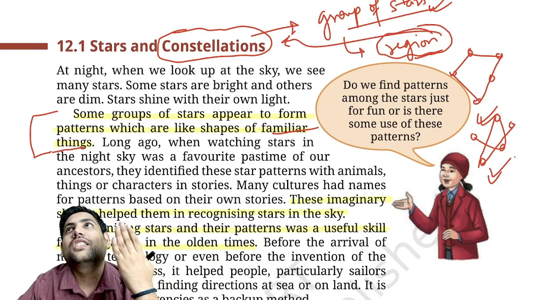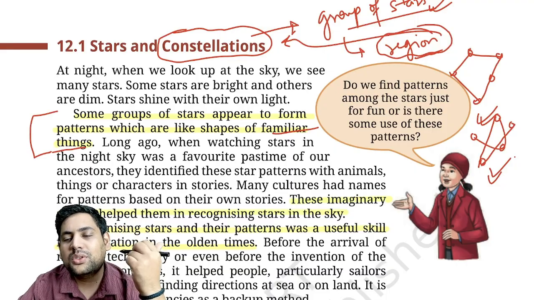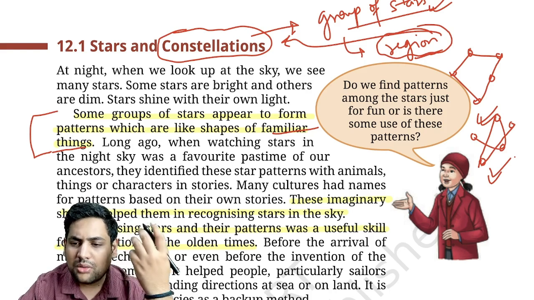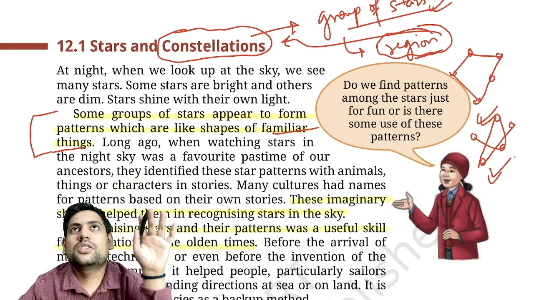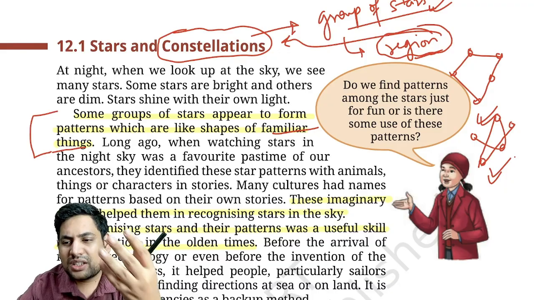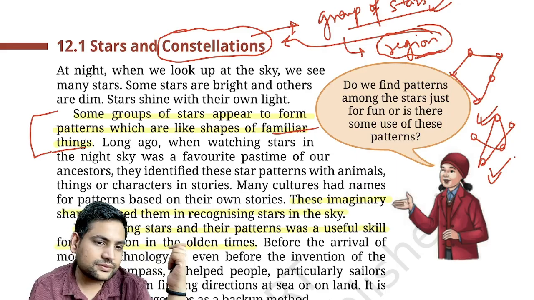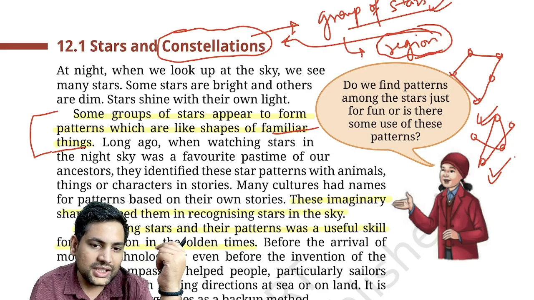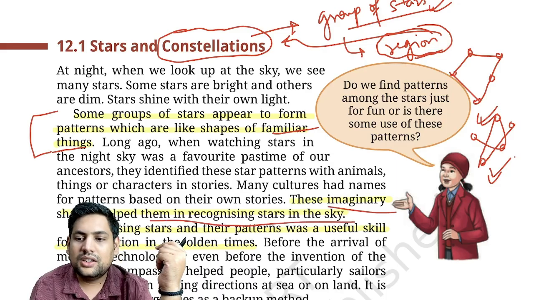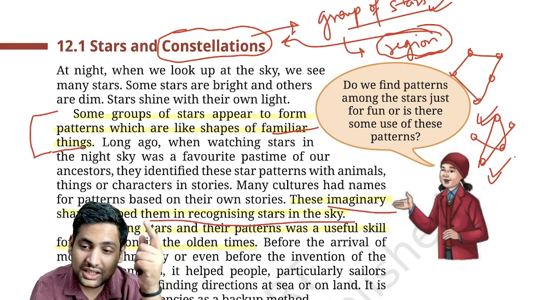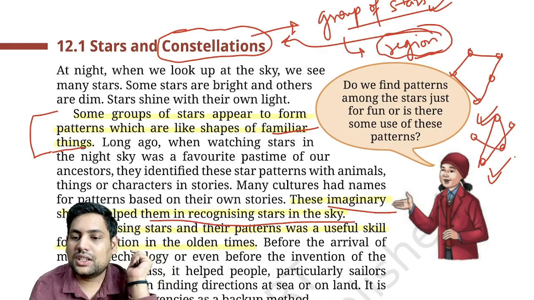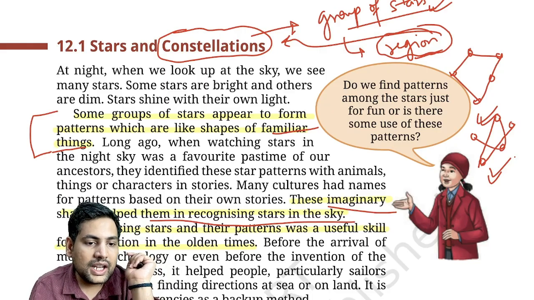They used to gaze up in the sky, and they used to form patterns as a hobby. This is joining to this, and this is forming, let's say, a Saptarishi, or whatever. This is how the names of the constellations came. These imaginary shapes helped in recognizing stars in the sky. The next time they could again see the same pattern, and see that the same stars had appeared again. Recognizing stars and their patterns was a useful skill for navigation in olden times.